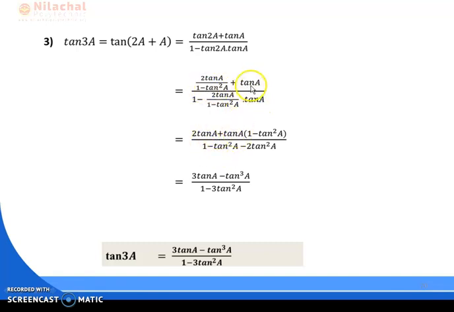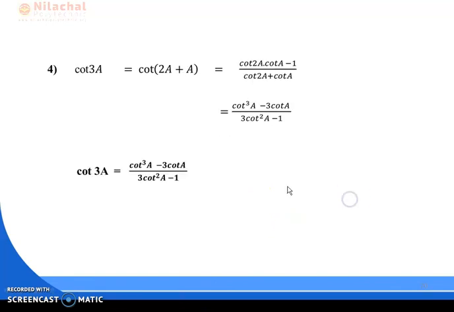In the numerator we add and in the denominator we subtract. We get that 1 minus tan square A is the LCM. Here also 1 minus tan square A is the LCM. So it's cancelled. What do we get now? 2 tan A plus tan A into 1 minus tan square A, whole by 1 minus tan square A minus 2 tan square A. So what do we get? 3 tan A minus tan cube A whole by 1 minus 3 tan square A. So here we conclude that tan 3A equals 3 tan A minus tan cube A whole by 1 minus 3 tan square A.